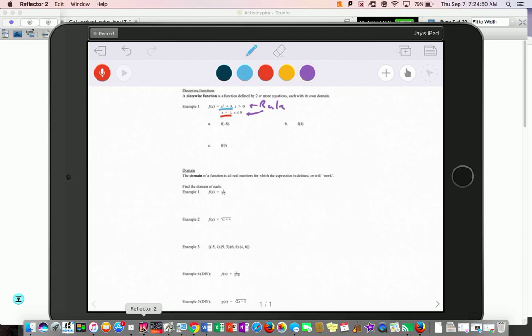So the first one, they're asking me to plug in negative 8. Negative 8 is less than 0. So that tells me when I look at the rule, I'm going to use the red function because negative 8 is less than 0. So we write down negative 8 plus 1, I get negative 7. If I look at part B, 4 is greater than 0. By rule, I should use the blue equation. So that one is simply 4 squared plus 3. So that's 16 plus 3, which is 19.